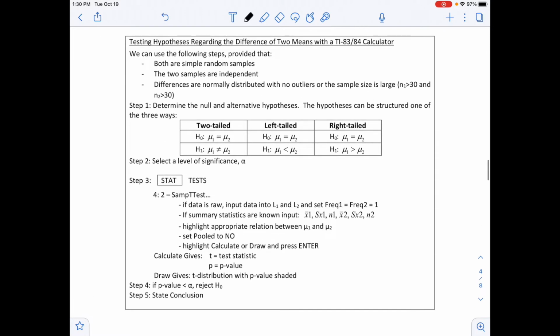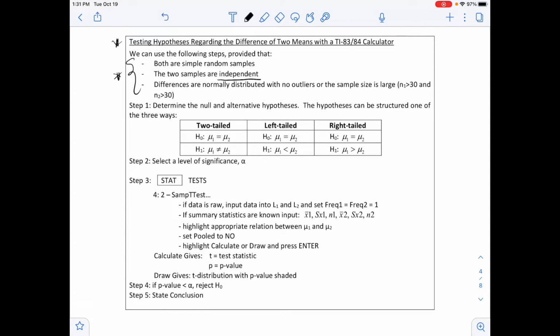Right below this we have the directions for testing hypotheses regarding the difference of two means with a TI-83 and 84 calculator. So we need to check that the following requirements are met in order to perform the test. The first is that both samples have to be simple random samples, and the second is that the two samples are independent of one another. The third is that the differences are normally distributed with no outliers, or the sample size is large, and that means that both samples, n1 and n2, have to be greater than 30.